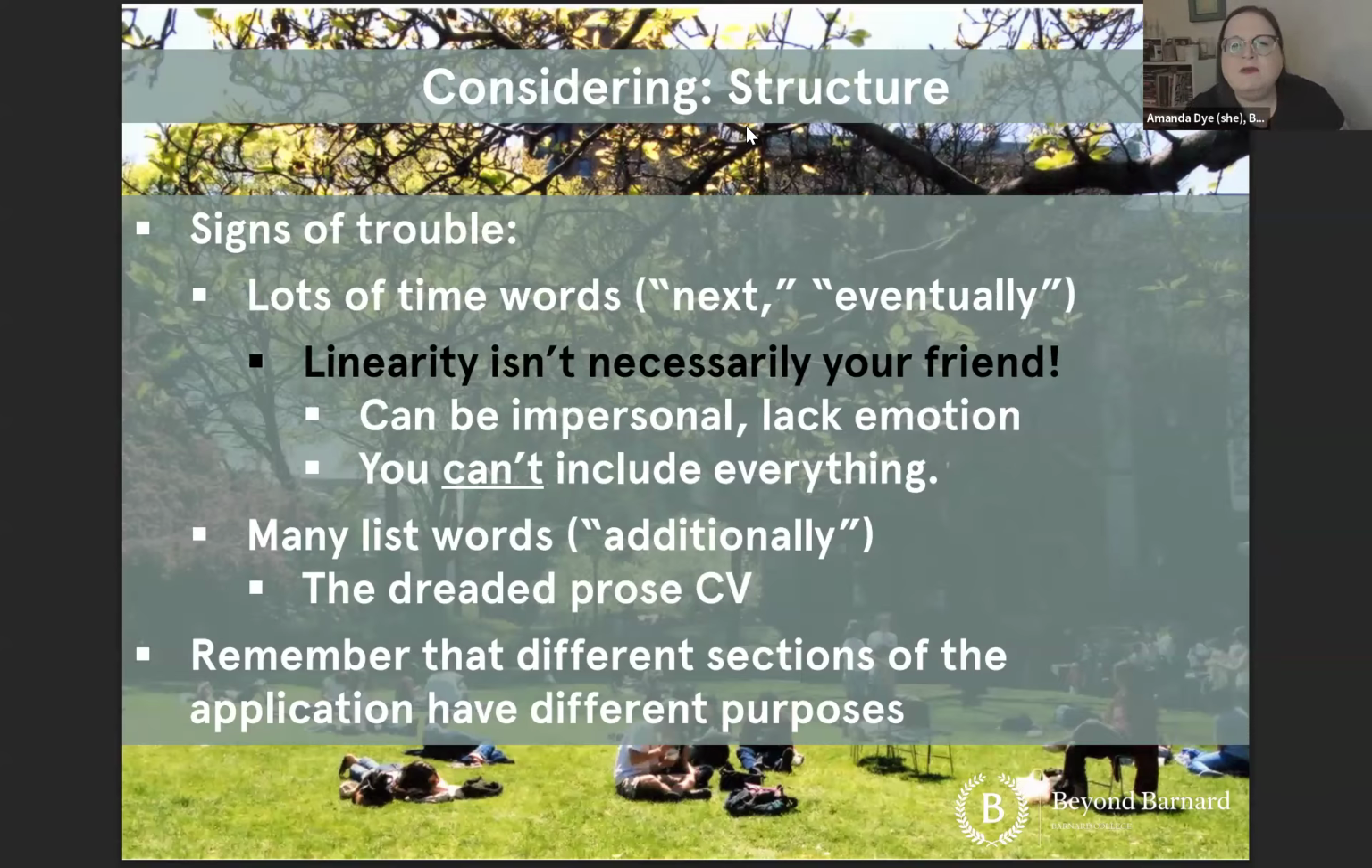I also find that sometimes when a person is telling things in the order in which they happen, it can feel a little bit more impersonal.